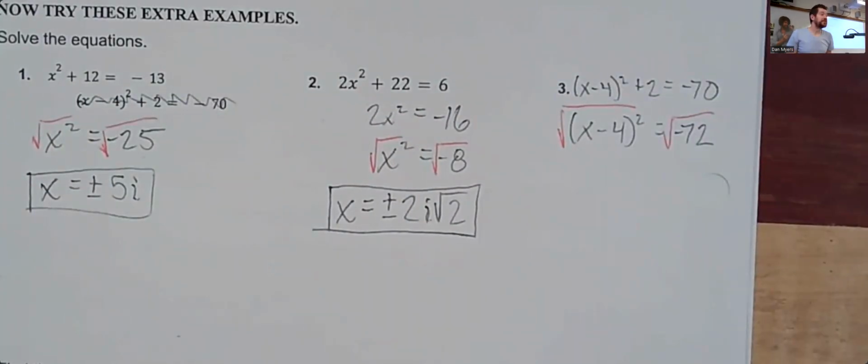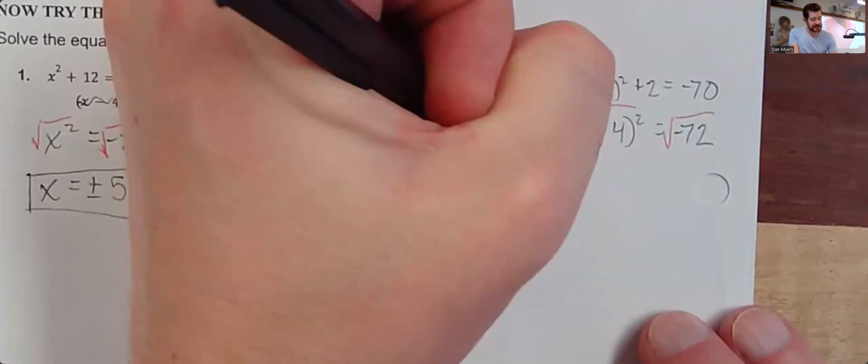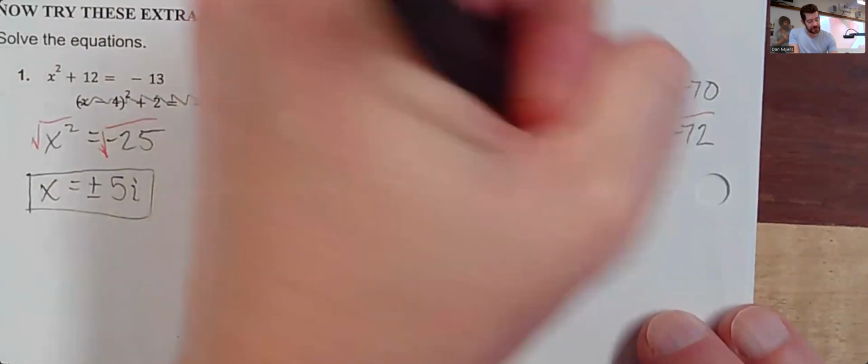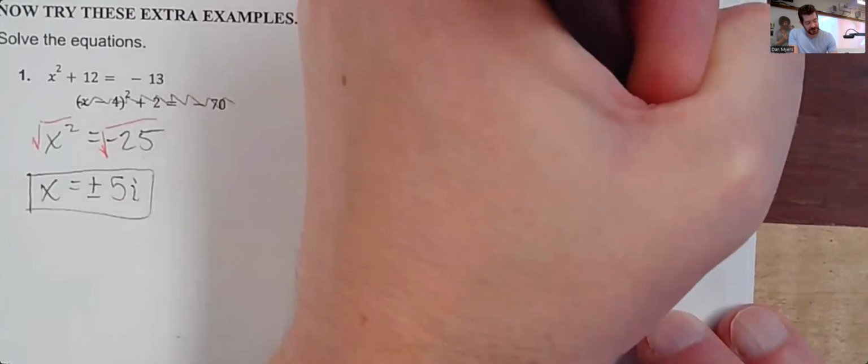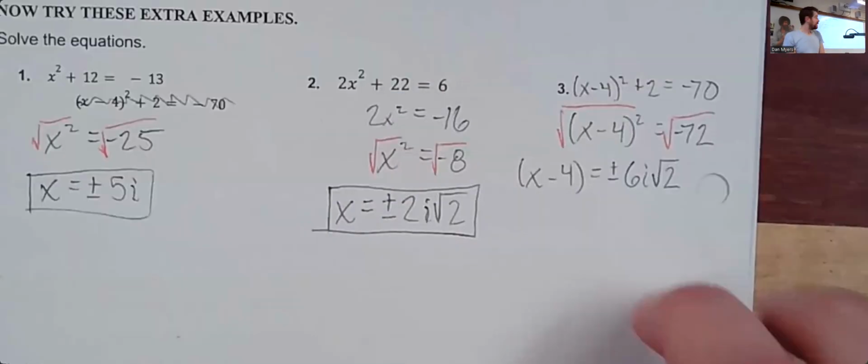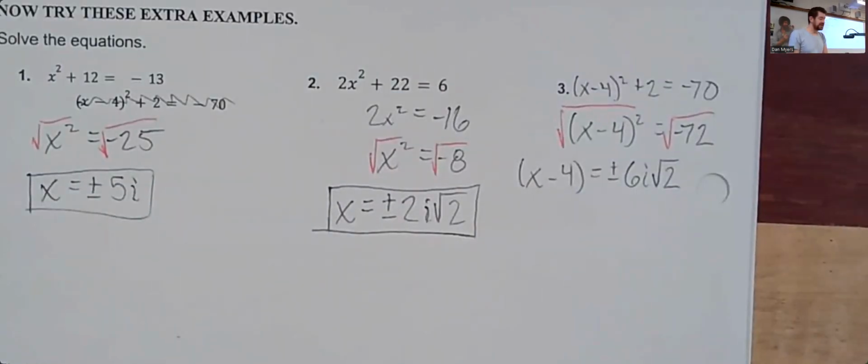All right, so if we square root negative 72, I think that was on yesterday's notes as well. I think it was what? 6i root 2. Okay, so that's x minus 4 equals positive and negative 6i root 2. And we don't actually need the parentheses there. So don't write the parentheses on yours. So x minus 4 equals positive and negative 6i root 2.